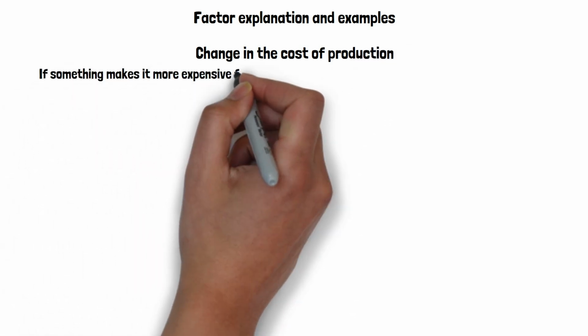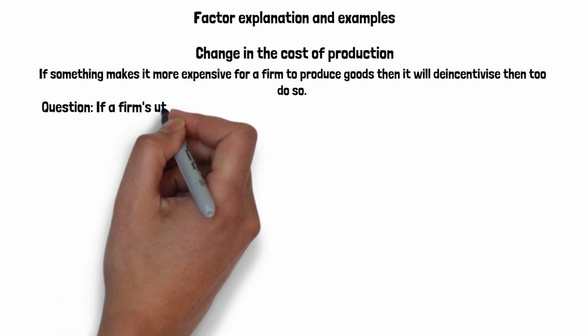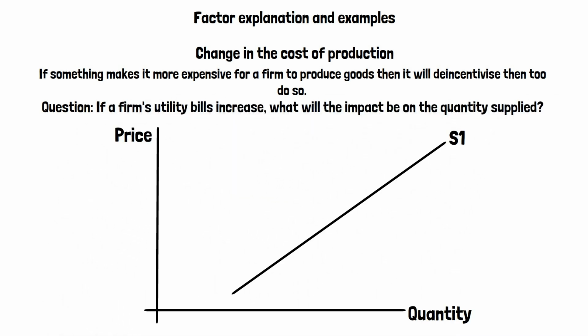If something makes it more expensive for a firm to produce goods, then it will de-incentivize them to do so. So here is a question for you to try. If a firm's utility bills increase, what would be the impact on quantity supplied? Pause the video now and have a go.